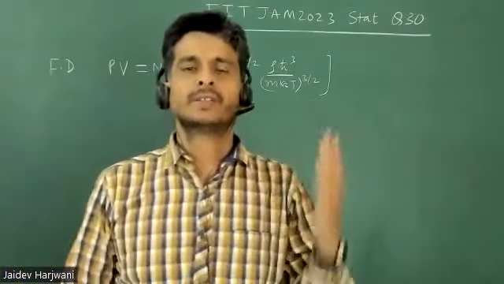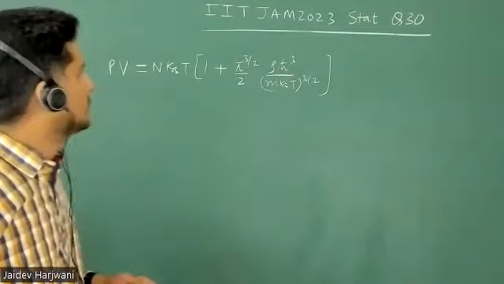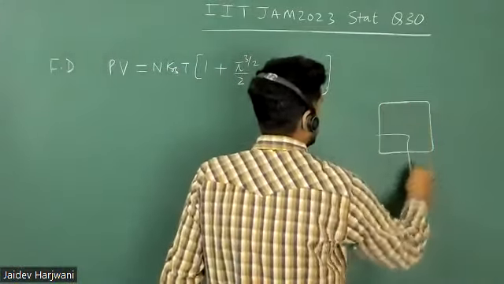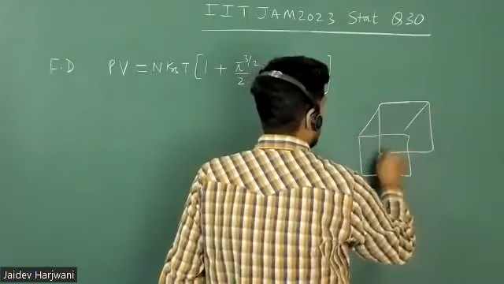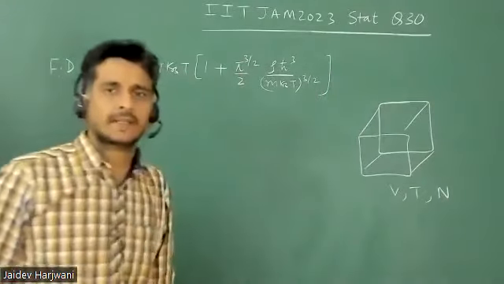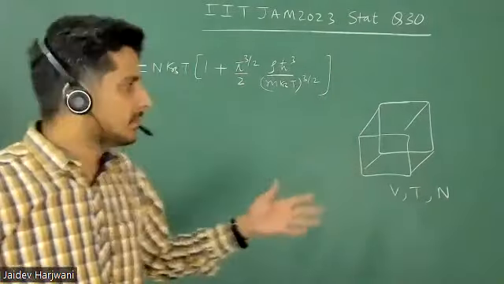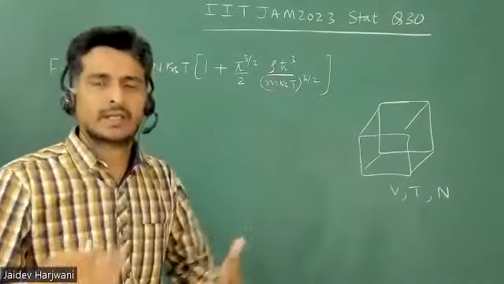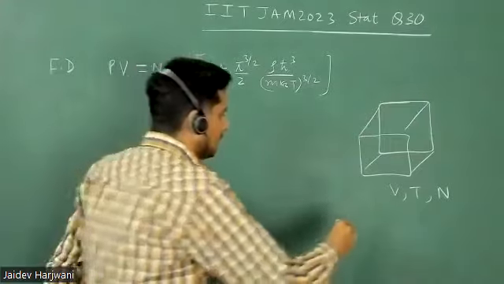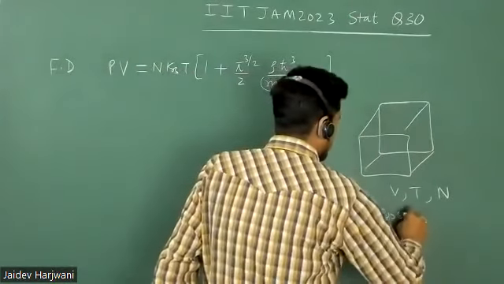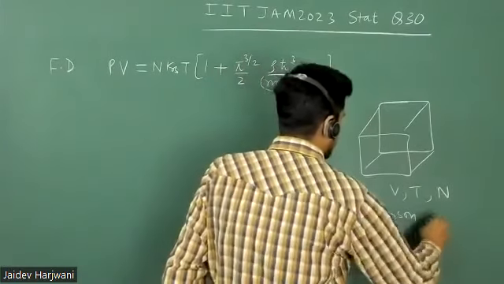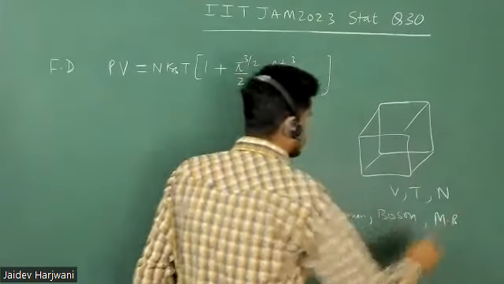Hello friends. So in this question from JAM 2023, a box is given, and the box is of volume V, equilibrium temperature T, and number of particles N. And they have asked about the pressure in increasing or decreasing order for boson, fermion, and classical particle, that means Maxwell-Boltzmann.